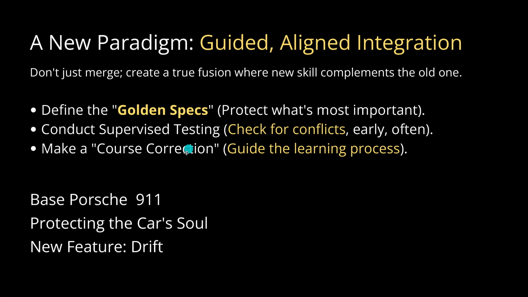And it's easy to imagine this, no? You have a base Porsche 911. And then on the racetrack, you have your chip tuning for this particular racetrack. So you have the car's soul now really shining through on the racetrack. And now you want to do drifting on the racetrack. So this is the new feature we want to learn.